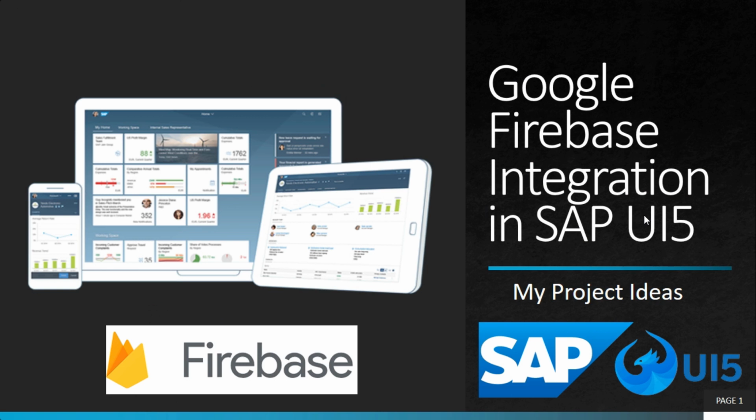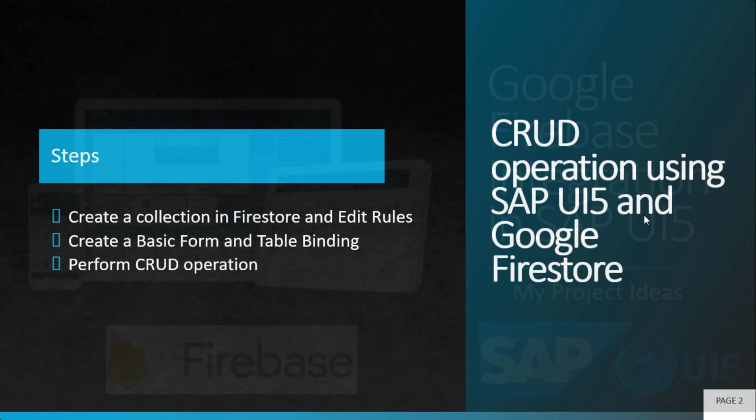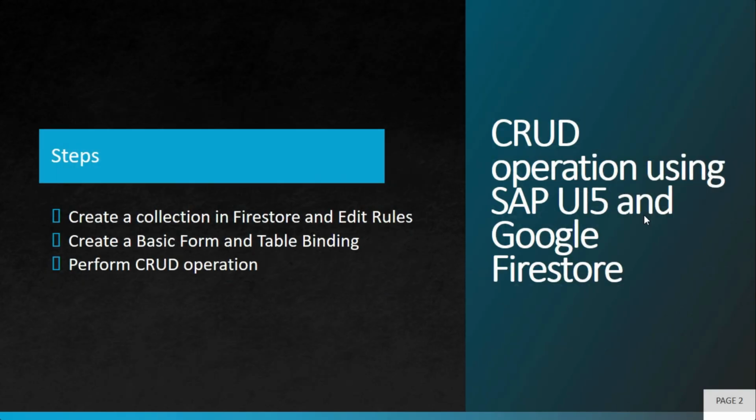This is an ongoing series on Google Firebase integration in SAP UI5. And in this particular video, we'll learn how to do CRUD operation using SAP UI5 and Google Firestore. Google Firestore is a database provided by Google Firebase, and the steps are very simple. You need to create a collection in Firestore, and the collection is like a table, and within the collection, you create multiple documents, and a document is like a row of data in a table.